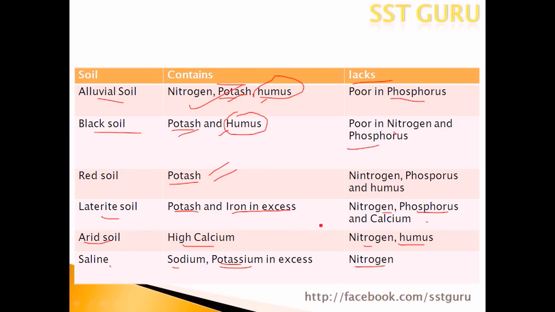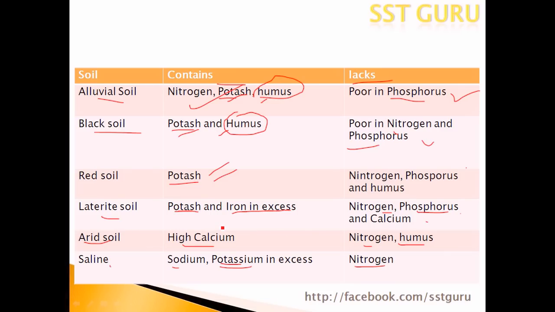Okay, fine. And next, what it lacks: almost all soils lack phosphorus. You see, alluvial soil lacks phosphorus, black soil lacks phosphorus, red soil, laterite soil, all these soils lack phosphorus. And calcium is lacking in just one soil, that is laterite soil.